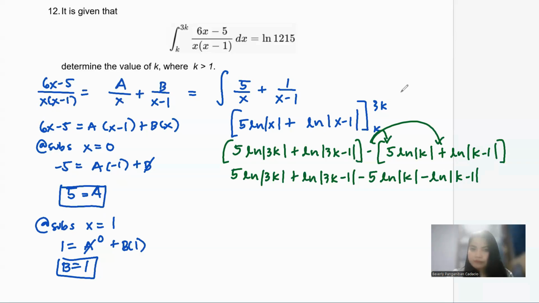Okay, where are we? Now, we can simplify first. I can just have my 5 ln k. We can combine this because it's just the same thing, 5 ln, and you have 5 ln. So I can just have 5. Actually, the idea is you can factor it out. It's like 5, combine this. I will factor it out for you to see: 5 ln 3k, and then minus ln k.